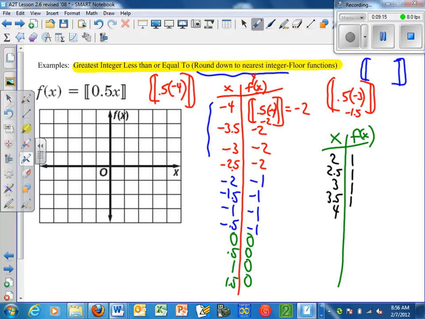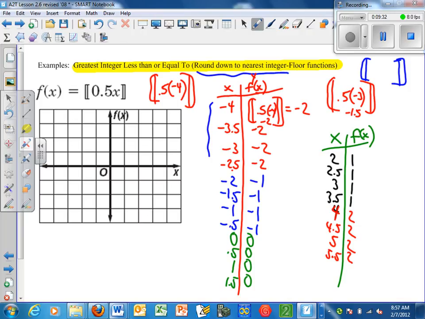So actually, let me use a different color there. So let me use red. That's going to be 2. 4.5 would be 2. 5 is going to be 2. 5.5 is going to be 2. And notice at 6, I would jump up to 3. So what does this graph look like?